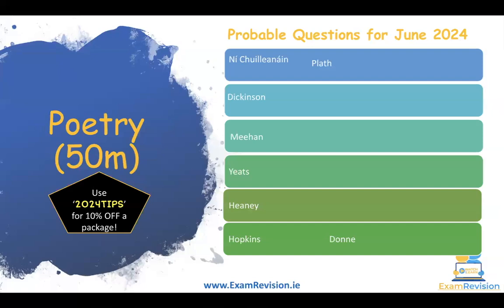But we usually follow 2 women and 2 men, and then we've an extra poet now. So a woman is guaranteed to come up. So Plath and Eavan Boland I'd hedge my bets on. And I definitely hedge my bets on Hopkins because he hasn't been on the paper a lot.